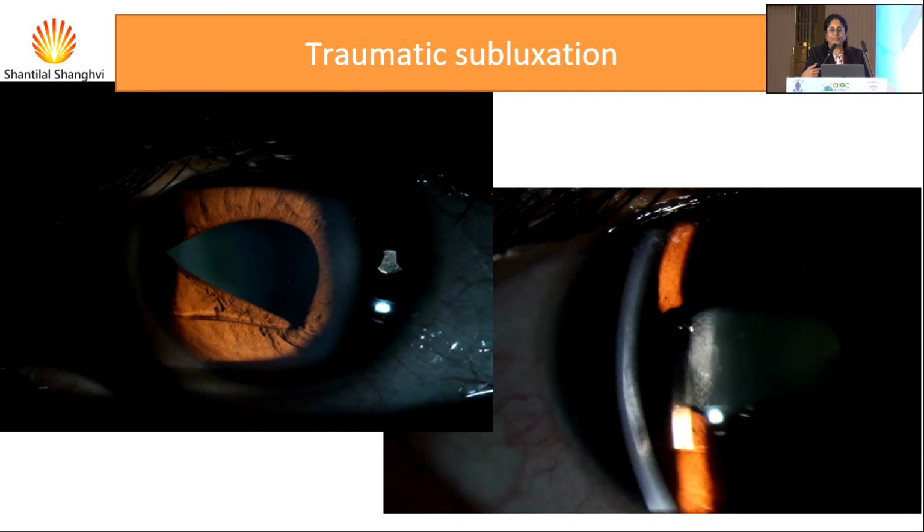Sometimes you can have minimal trauma, so don't do bungee jumping. I heard that in Rishikesh or somewhere there's bungee jumping. If you have a phakic IOL, please don't go for bungee jumping. This is one such patient who had traumatic subluxation after bungee jumping. And so I always advise my patients no bungee jumping after phakic IOL implantation.